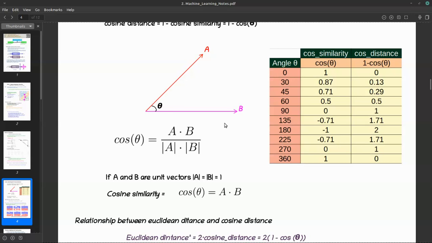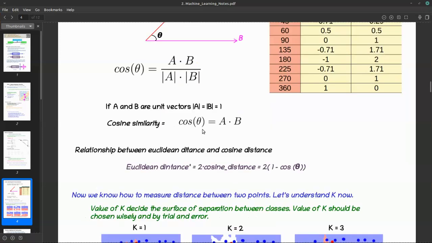And cos theta, as we know, is defined as a dot b divided by mod a mod b. So if a and b are unit vectors, then you can remove the denominator. Then it will be simple as a dot b, right? A dot b, so cosine similarity. This we saw in the first subject also. Just the dot product. This is very useful.